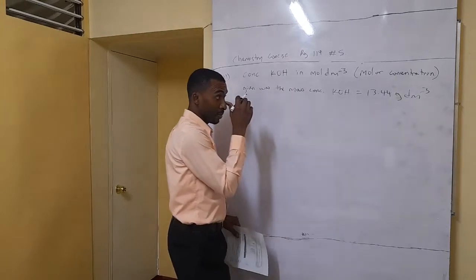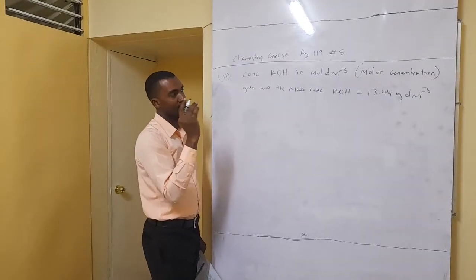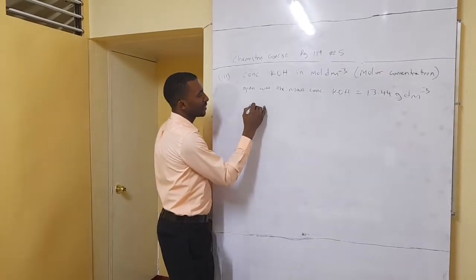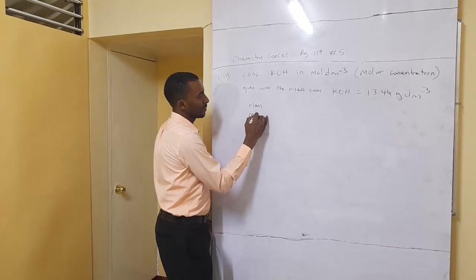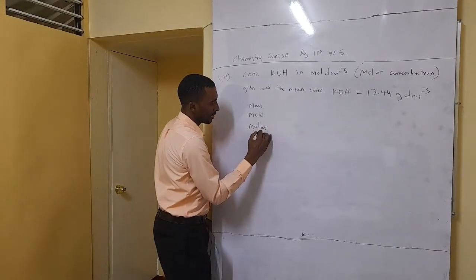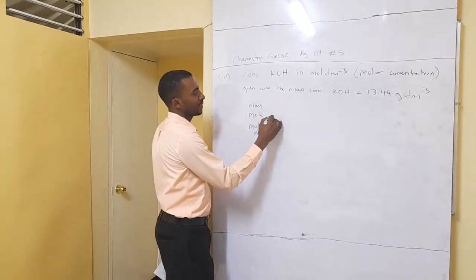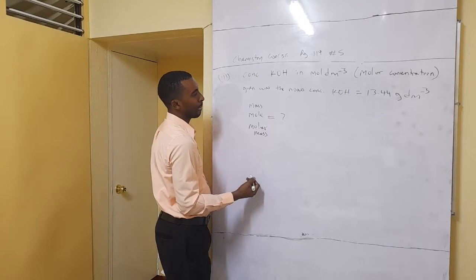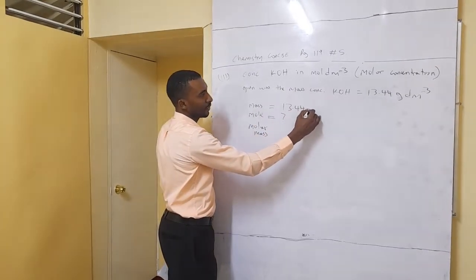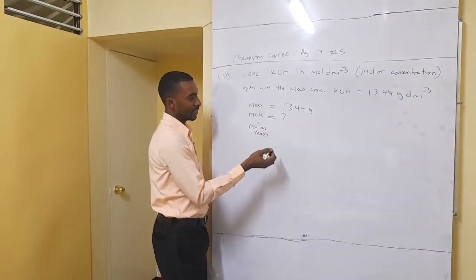Right? So what we really need to do here is just simple: convert the mass to moles. To convert mass to moles, we're going to need the molar mass. So it simply means that this is unknown. We have the mass, which is 13.44 grams. The molar mass is what we can calculate.